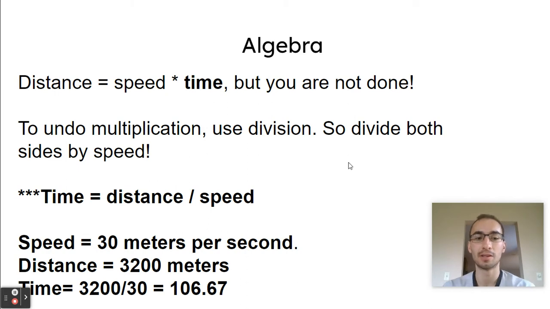Okay, so here's the algebra part. If distance equals speed times time, you're not done. To undo multiplication, you use division. So you divide both sides by speed, and you'll get time equals distance divided by speed. So that's how you get the time it takes. You take how far they go divided by the speed. So for the Batman case, Arkham's 3,200 meters away, and you divide it by the speed, 30, and it'll get 106.67 seconds. Okay? Please have the work and the formula all in your notes.